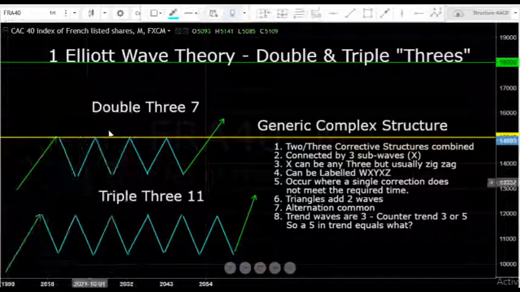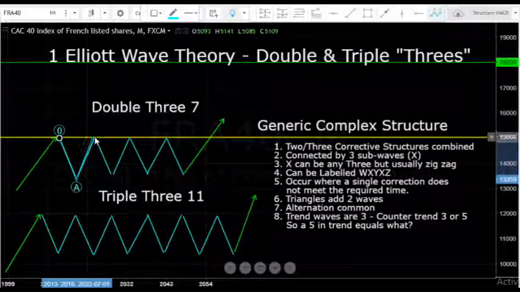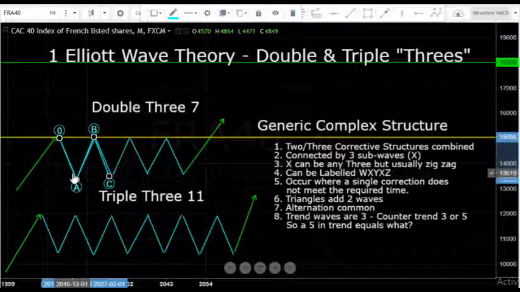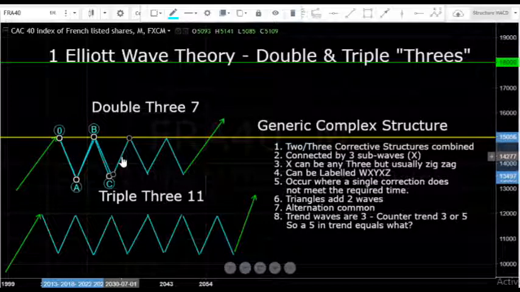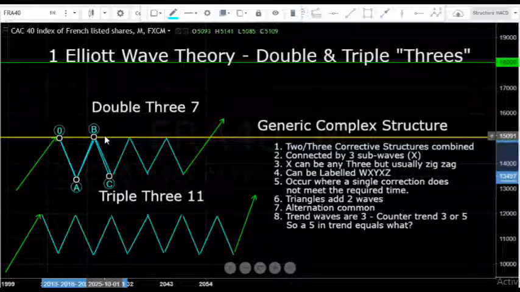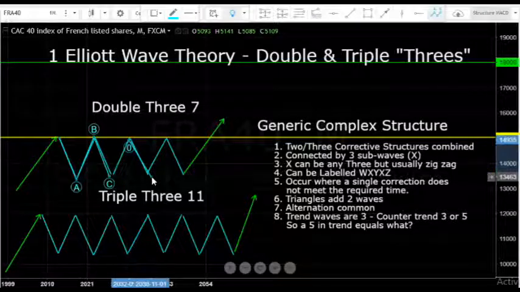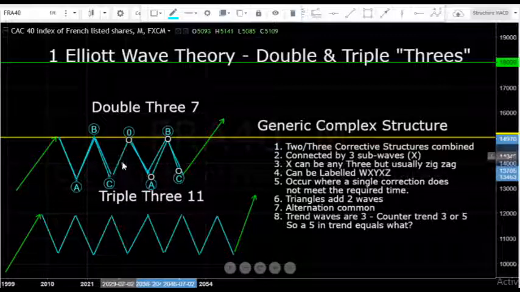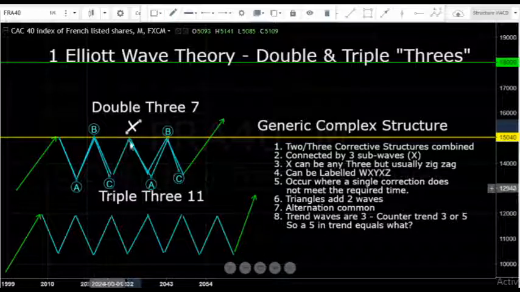So if we label this using Elliott's ABC, we have A, B, C. So that's our first 3-wave corrective structure. And then we have another wave in here, which Elliott called X because it joins one corrective structure to another, A, B, C. We have this corrective wave in the middle, or this connecting wave in the middle, should I say. So we had A, B, C, X, A, B, C.